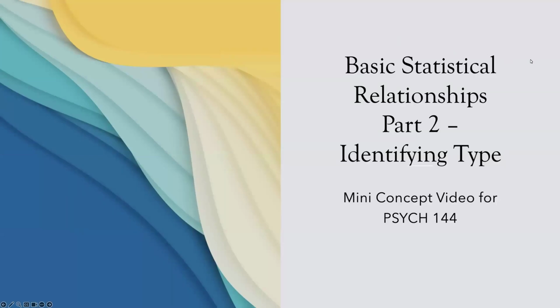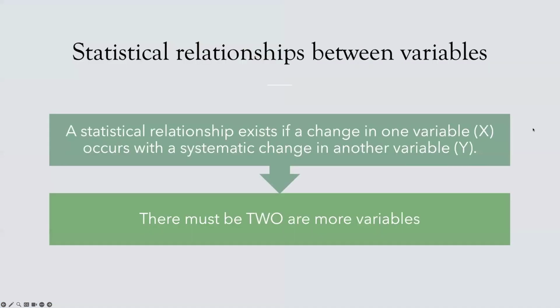This second video on statistical relationships is really to help you identify the type of relationship. And this is important for research design purposes and analysis. And so you will have test questions on what type of relationship this is. The previous video goes into a little more detail on what a statistical relationship is.